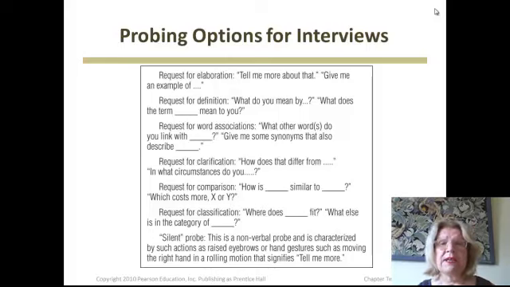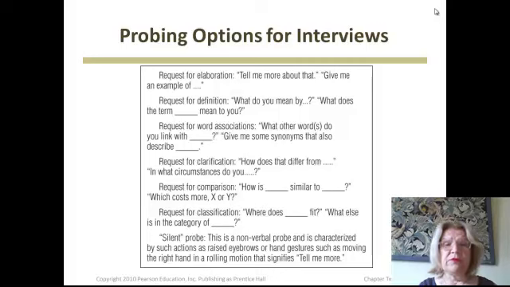You can ask these probing questions such as, tell me more about that, give me an example, what do you mean by, what does this term mean to you, what other words would you link to this, how does this product or service differ, what circumstances do you.